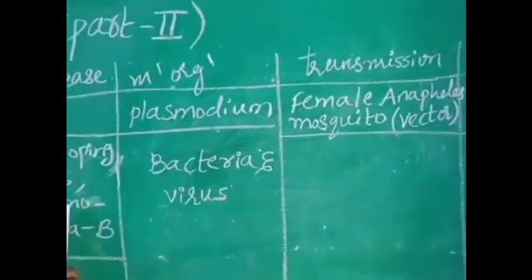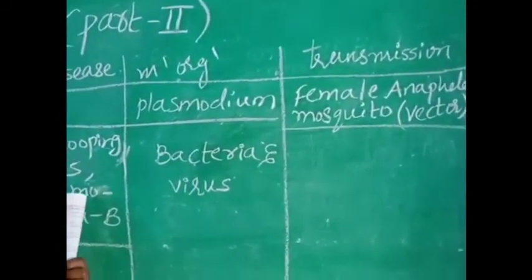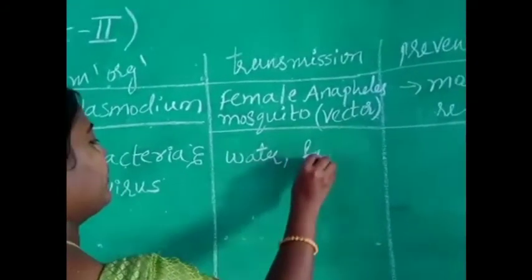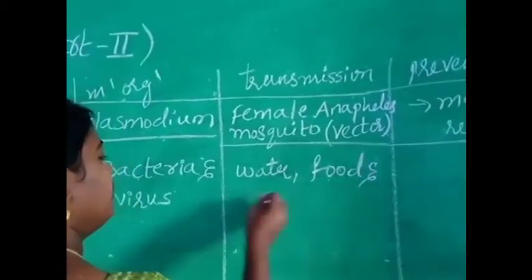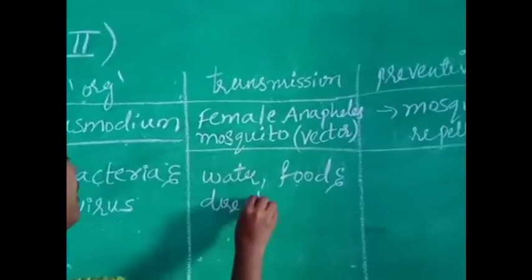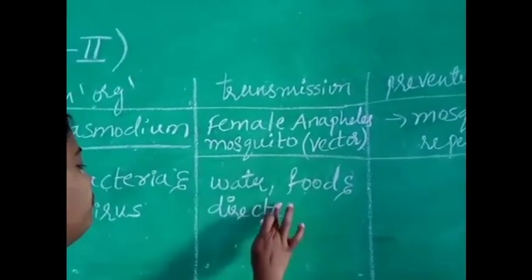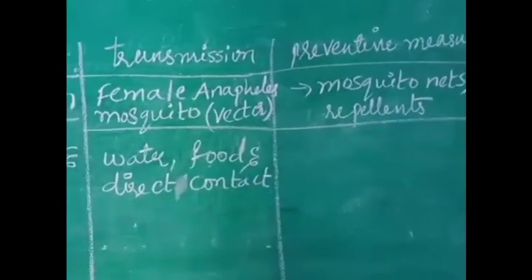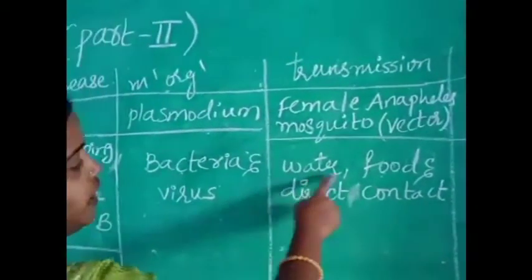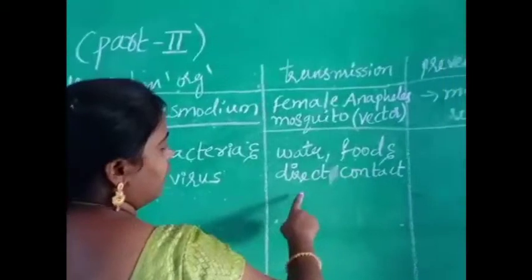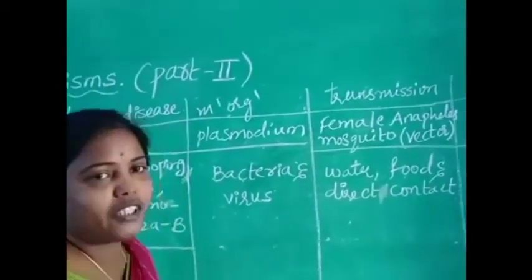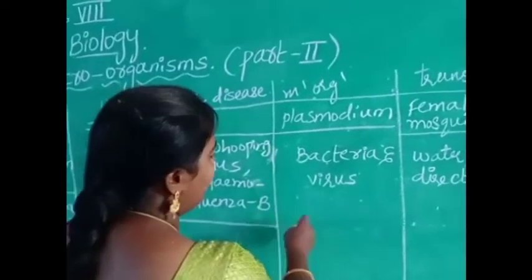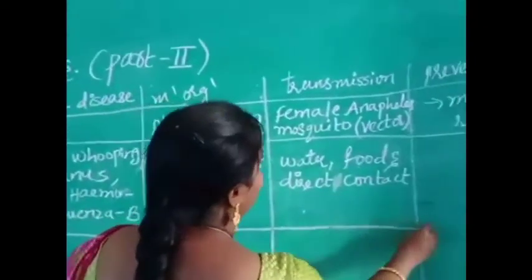How are they spreading? Through water, food, and direct contact. If a person takes contaminated water, spoiled food, or comes in contact with an infected person, he gets these diseases, transmitted through bacteria and virus.